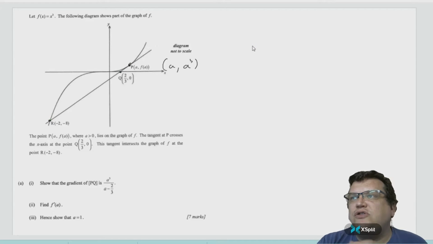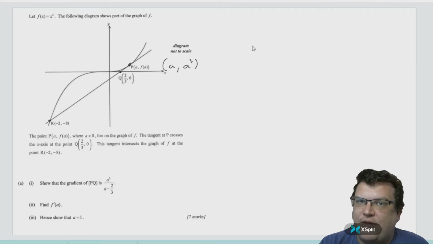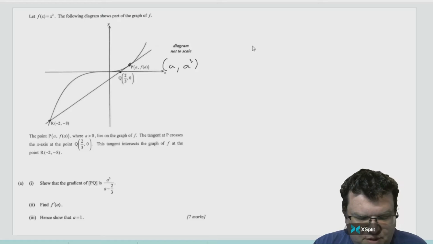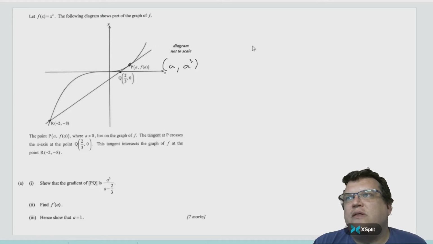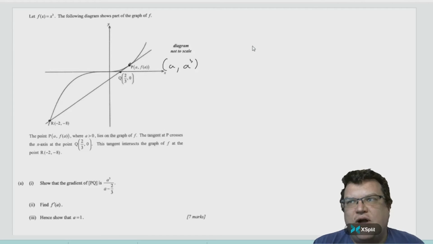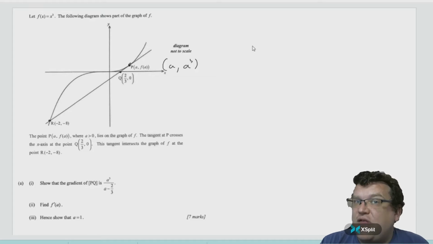So as soon as we hear about tangents to curves, we should be thinking about differentiation. We should be thinking about the gradient function. First, we're out to show that the gradient of PQ is. Now, this question is a classic example of quite a common technique in maths, which is to evaluate something 2 different ways, equate them, and then use that to find an unknown. First off, we're asked to find the gradient of PQ, and then we're asked to find f dashed of A. Now, if you know anything about differentiation, you'll appreciate that those should be the same thing.